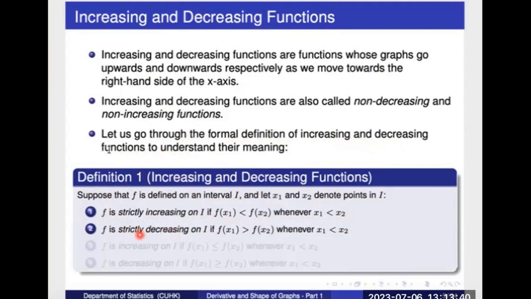On the other hand, f is strictly decreasing on I if, whenever x sub 1 is less than x sub 2, f of x sub 1 is greater than f of x sub 2. We also have the concepts of increasing and decreasing functions. F is considered increasing on I if, whenever x sub 1 is less than x sub 2, f of x sub 1 is less than or equal to f of x sub 2. Similarly, f is considered decreasing on I if, whenever x sub 1 is less than x sub 2, f of x sub 1 is greater than or equal to f of x sub 2.